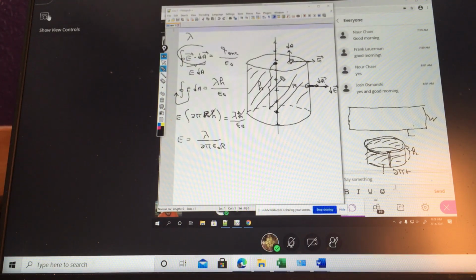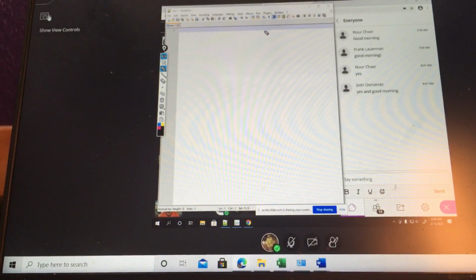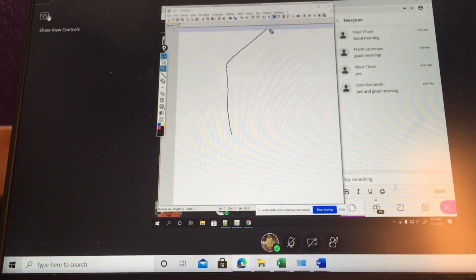If the wire was not long, if it had a finite or short length, and if it was not straight, or if the charge distribution was not uniform, then Gauss's law would not be able to give you the result. Okay. Another example of extreme importance is when you have a very large sheet of charge.